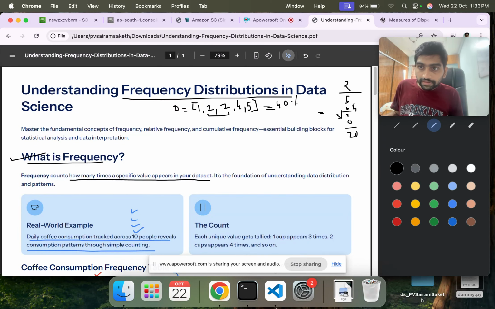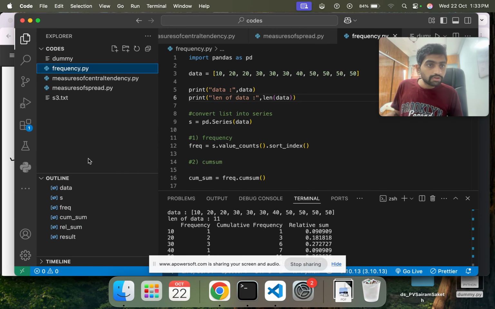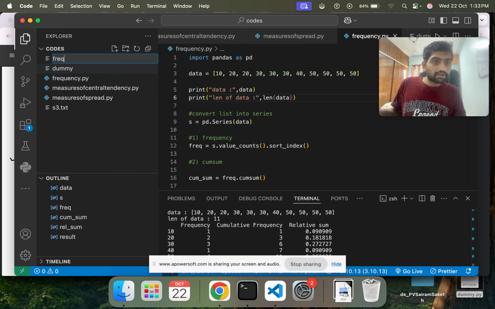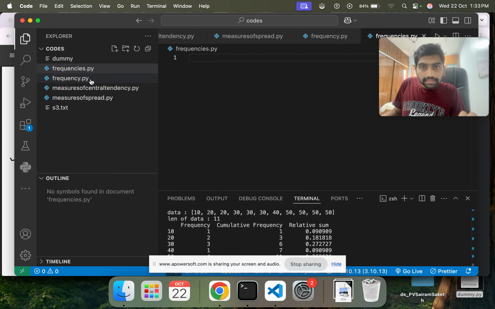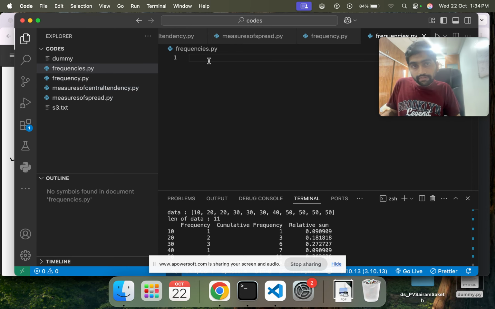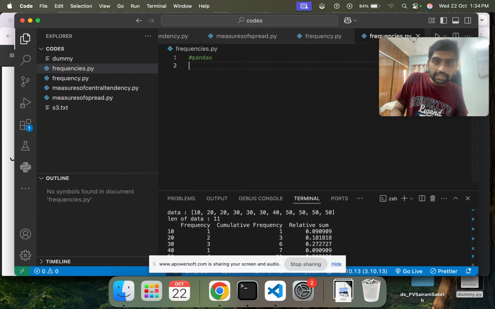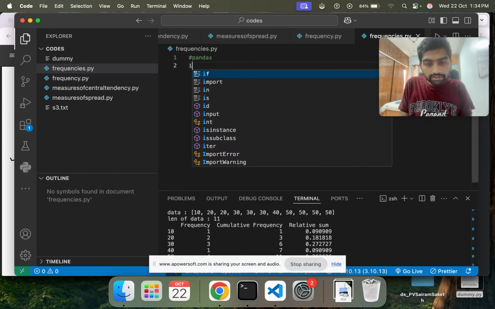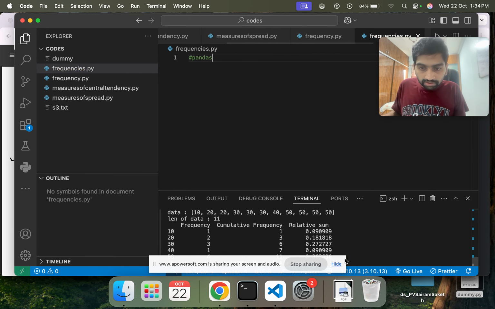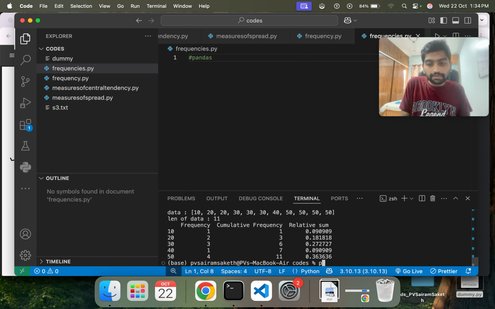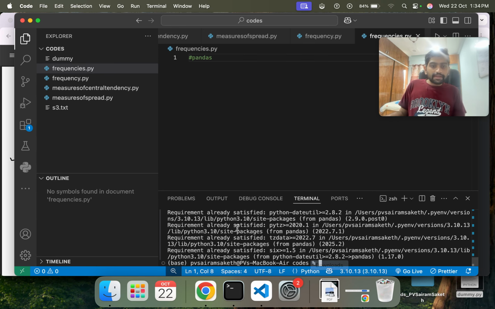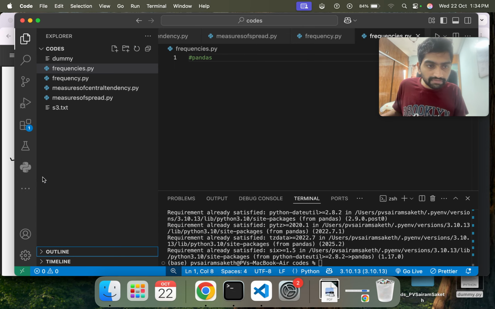Now we will implement this in coding also. Here I will create one file called frequencies.py. In the last lecture when I explained central tendency, we used the stats module, right? Now here we're going to use pandas, as implementation in pandas is very easy. For using pandas, first you have to install it. I'll write pip install pandas. Since mine is already installed, it is not coming for me.